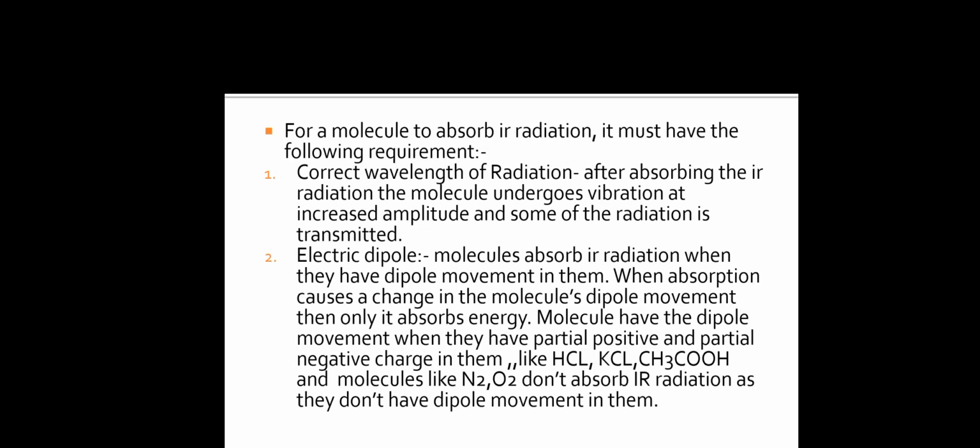So, what is the requirement for a molecule to absorb IR radiation? That means how will we know that this specific molecule or sample absorbs IR radiation? It must have two qualities or properties. First of all, the correct wavelength of radiation. After absorbing the IR radiation, the molecule undergoes vibration at increased amplitude. Some of the radiation is transmitted and some gets absorbed. And for it to get absorbed, the wavelength of light must be specific to that molecular compound.